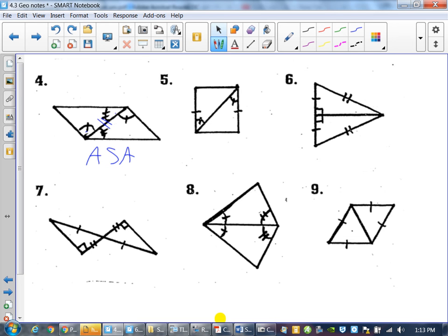You do the same thing on the next one. Look at that. What does that become? Side, angle, side. Don't you sass me. Side, angle, side.